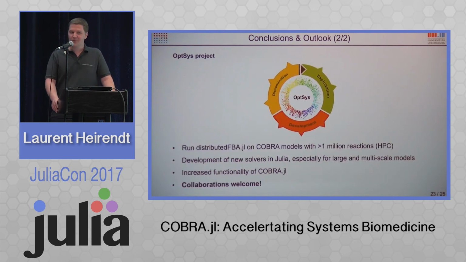So what is the future? Well, basically, we're having a nice project, Optis, and we're really trying to run now the distributed FBA on large and huge scale models with more than 1 million reactions. So, however, on the back end, we're also working on the development of new solvers, not necessarily relying on Cplex or Gurobi, especially for large and multi-scale models, and it's especially that multi-scale component that causes most of the trouble.